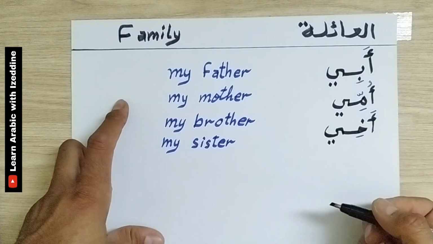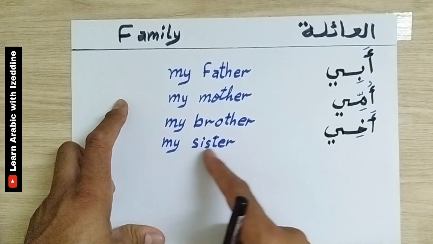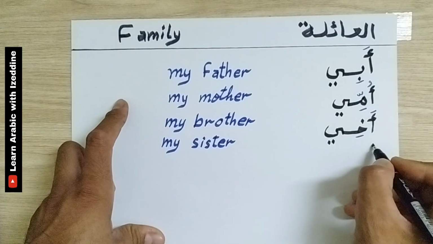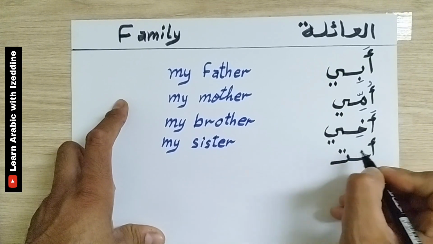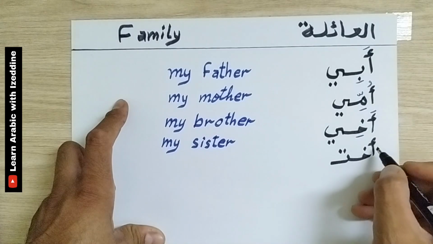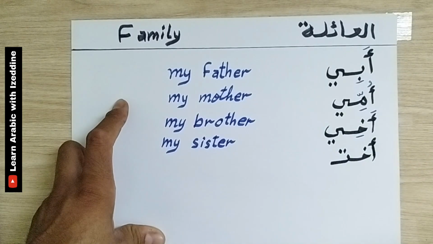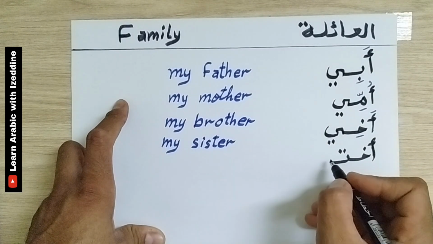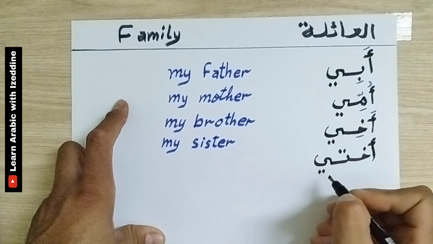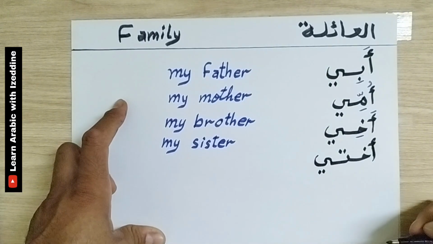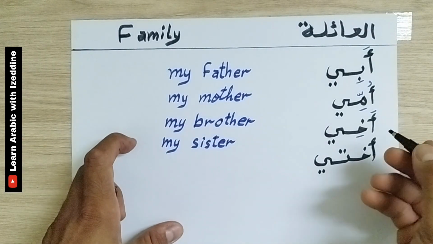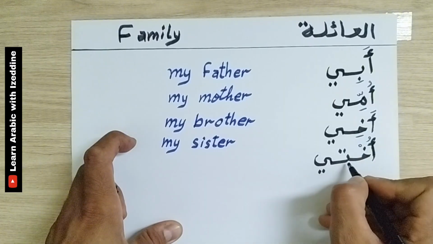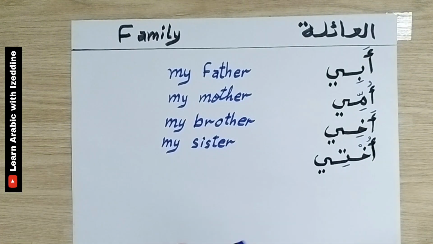Akhi. Yes. Now, how to say in Arabic, my sister? Sister is ukht. And then we add ya, of course, so that it becomes my sister. Ukhti. Yes, repeat with me. Ukhti.